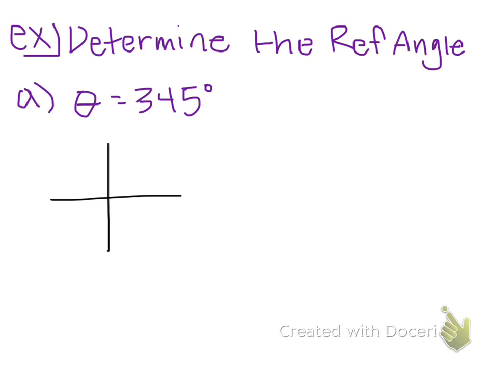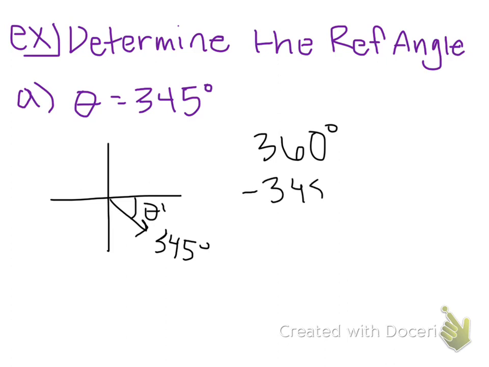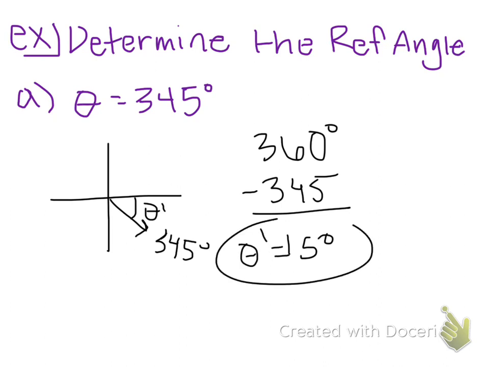345 degrees would be falling in quadrant 4. So this would be 345 degrees. My reference angle would be this angle right here. So if I'm using the formula, I'm doing 360 degrees minus the 345. And when I do that, I'm left with 15 degrees. So that would be our reference angle. So you can either use the formula or, like I said, you can just kind of think about it. You know this is 360, you know this is 345, so the difference between the two would be 15 degrees.